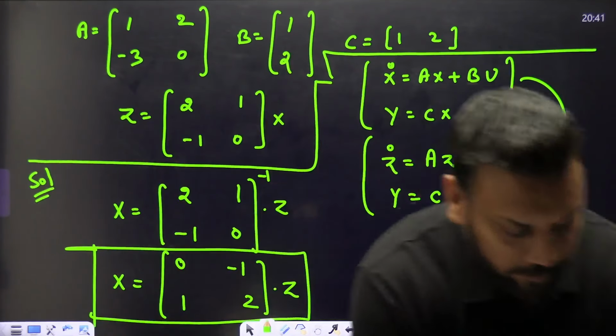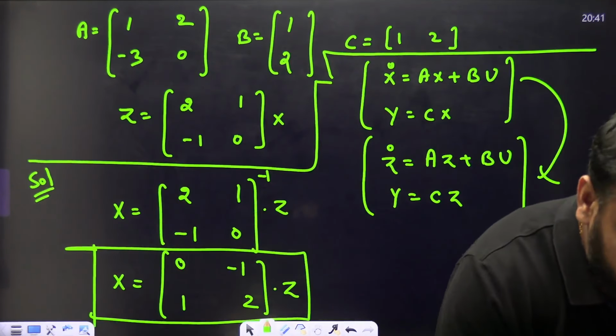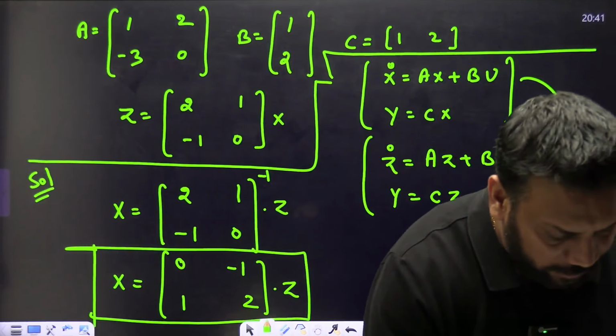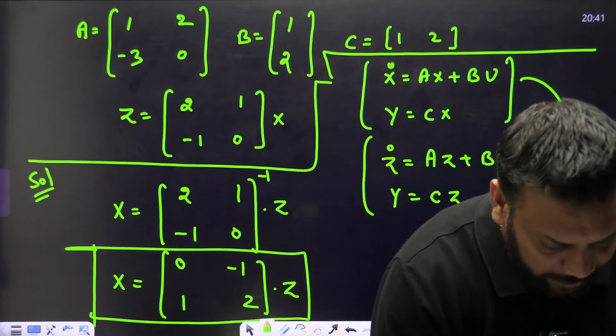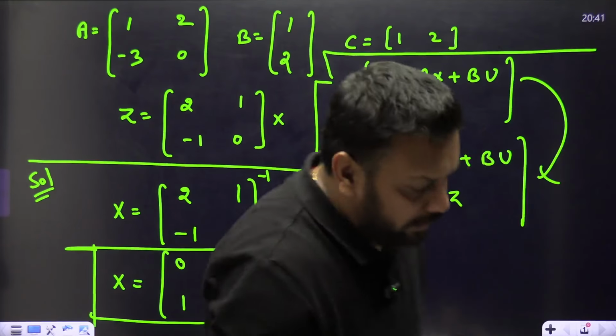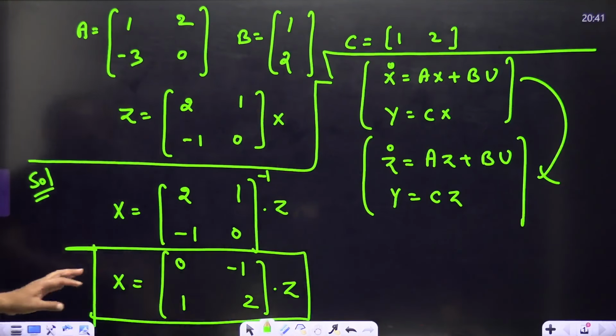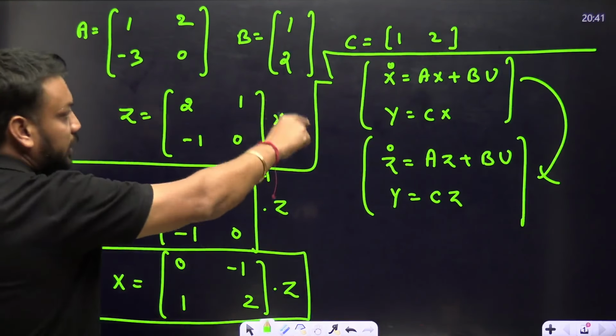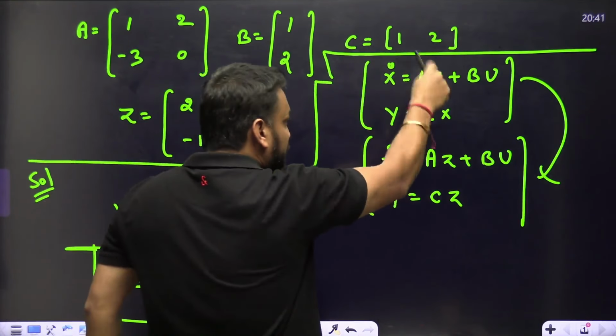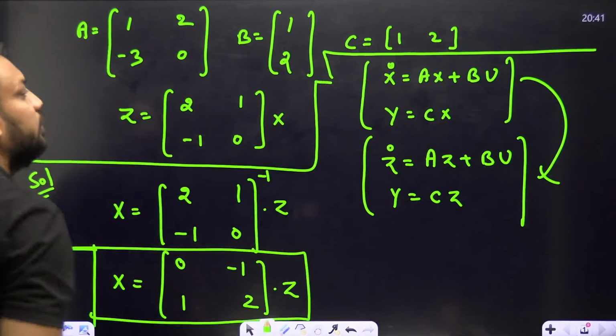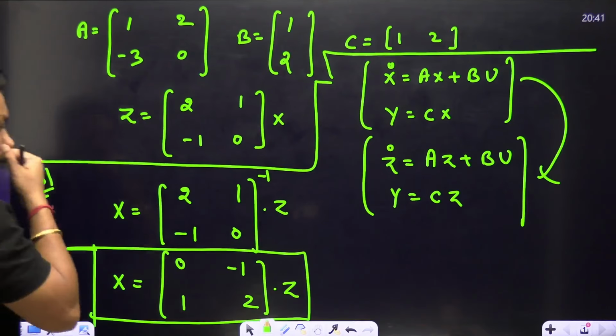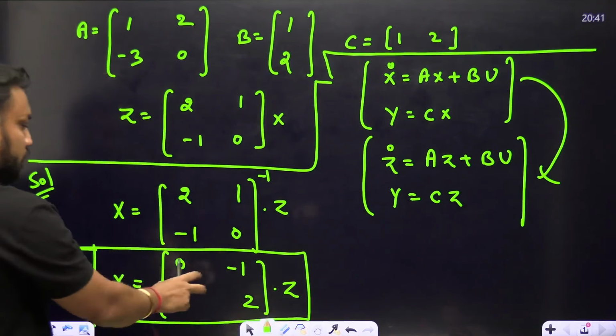I think up to here it should be clear to you, crystal clear to each and everyone, because this was a very easy question. Now you have found 0, minus 1, 1, 2. Now in this representation we will just put this. So when we put it, look, here x equals this, right?